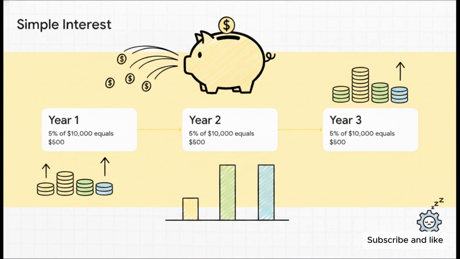Remember, simple interest only cares about your original 10 grand. So year 1, you get 5%, which is $500. Year 2, exact same math, another $500. Year 3, yep, another $500. Add it all up, and after 3 years, you've earned exactly $1,500. It's entirely linear, it's entirely predictable, and, well, it's fundamentally limited. I mean, it works, but it's really not working hard for you.